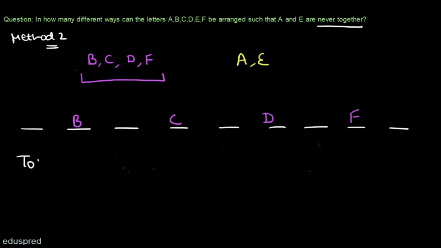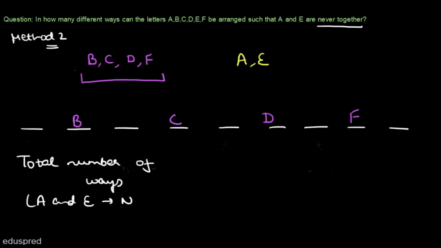So let me write that total number of ways is equal to, so we have to find the total number of ways such that E and A are never together. So total number of ways where A and E are never together. Now first of all note that I have fixed the slot for my letters in purple. I can still rearrange them in 4 factorial ways, right? So I can, instead of B, write C, instead of C I can write D, and whatsoever. So the number of ways in which I can arrange these 4 purple letters is 4 factorial.